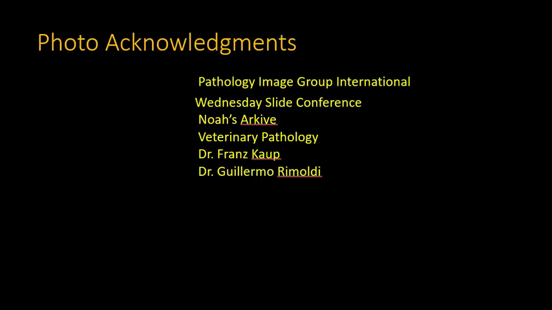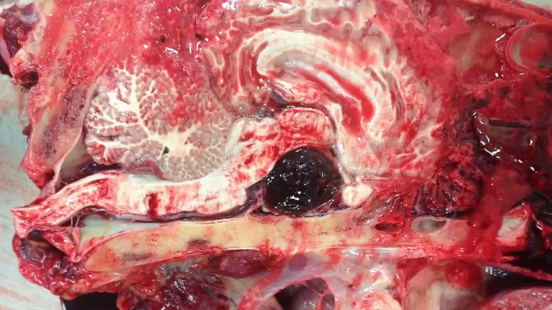So, get out a piece of paper and a pen, because you're going to want to jot down some of these multiple choice answers. And we'll start with slide number 1, which is tissue from a horse. Which of the following is true regarding this disease in horses that are older than 15 years of age?